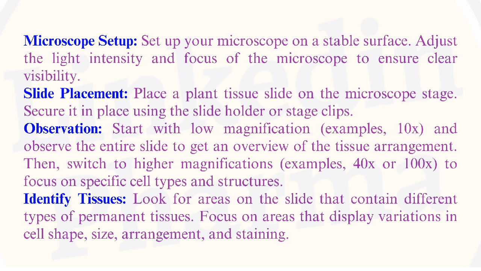Observation: start with low magnification, for example 10x, and observe the entire slide to get an overview of the tissue arrangement. Then, switch to higher magnifications, for example 40x or 100x, to focus on specific cell types and structures. Identify tissues: look for areas on the slide that contain different types of permanent tissues. Focus on areas that display variations in cell shape, size, arrangement, and staining.